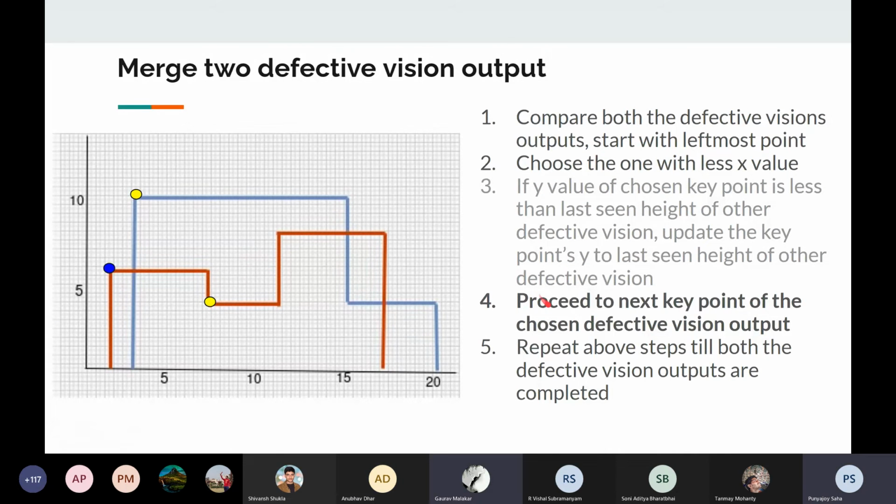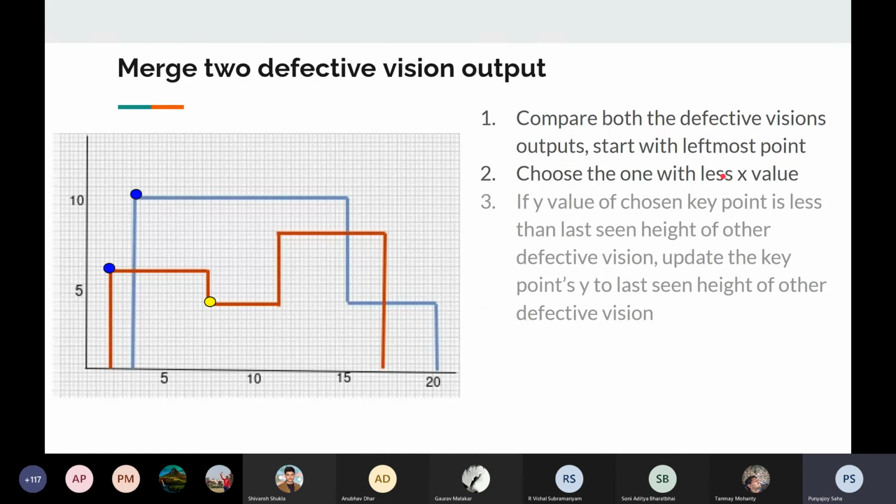So we proceed. Leave this part for now. We will return to this once we face this situation. So next we proceed to the next point. That is this point, and we repeat this step. Now we have this point and this one. Again, we need to choose the one with less x value. So we choose this point with less x value, and then what will be the next step for this blue outline? What will be the next outline point? 15, lower part, and below.